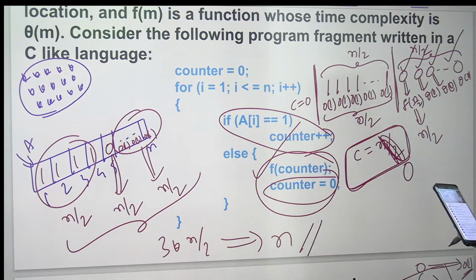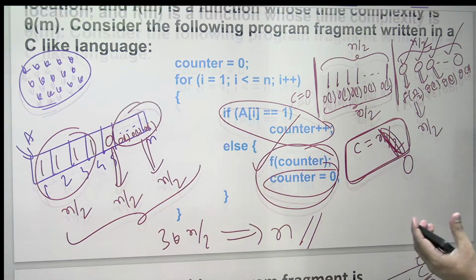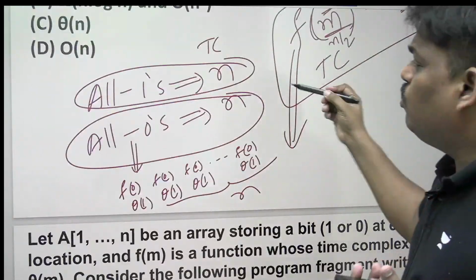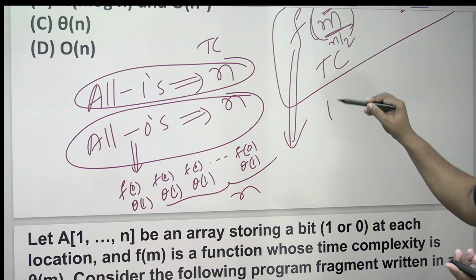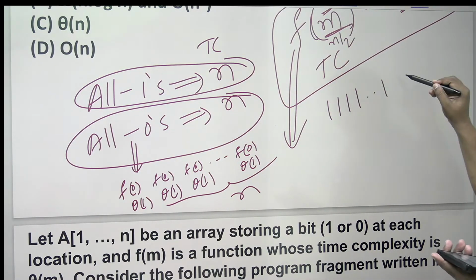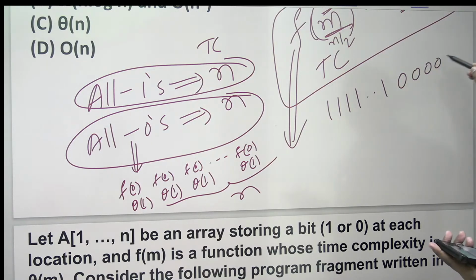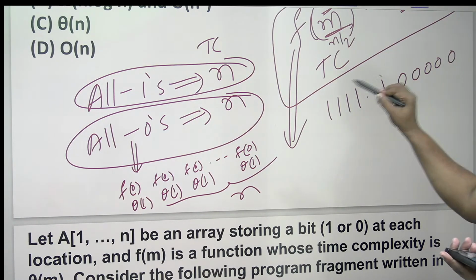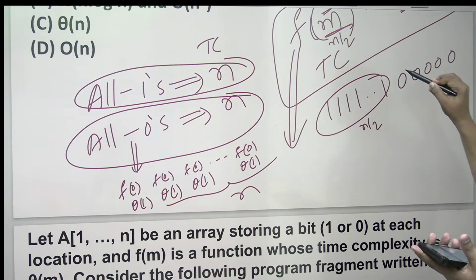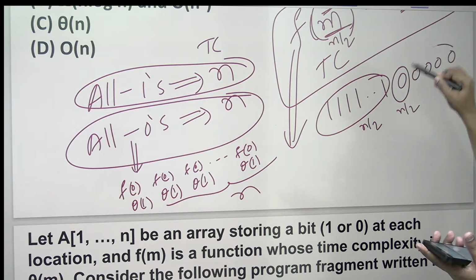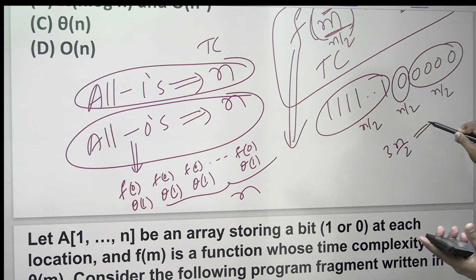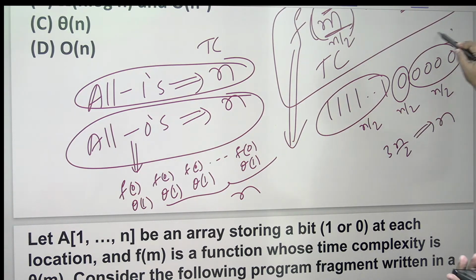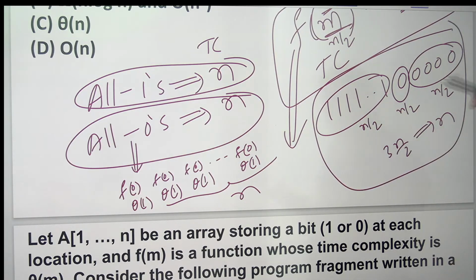So, remember this problem, it is a very interesting problem. All ones also n time, all zeros also n time. See everyone now, half ones, half zeros looks like n square, right? This is also n only, 3n by 2, which is nothing but n. This also half ones, half zeros also n time, everywhere n only.